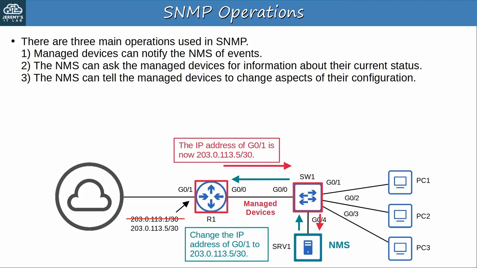So those are the three main operations used in SNMP. The managed devices can notify the NMS of events. The NMS can ask managed devices for information about their current status. And the NMS can also tell the managed devices to change their configuration. Now let's look a little deeper into how this all works.